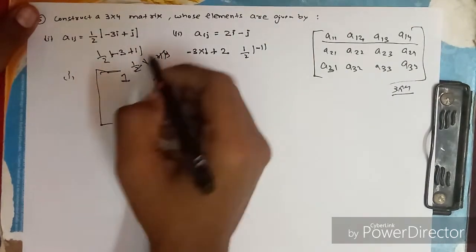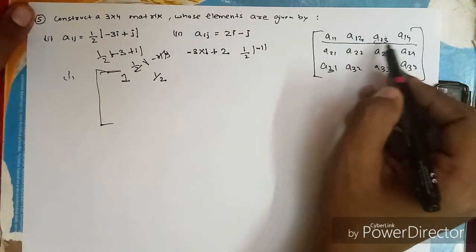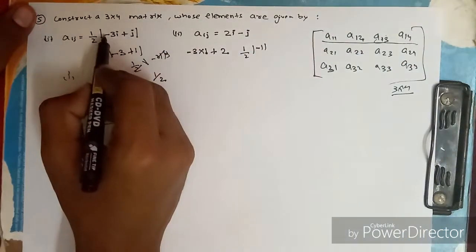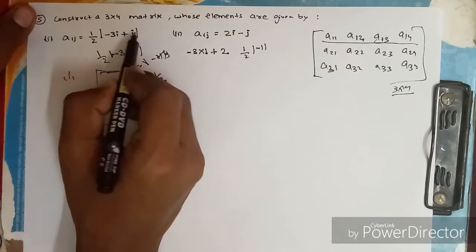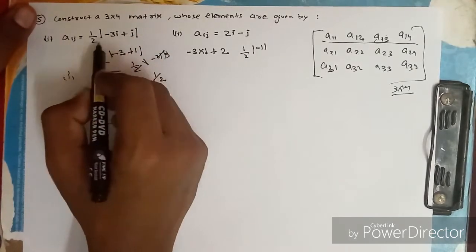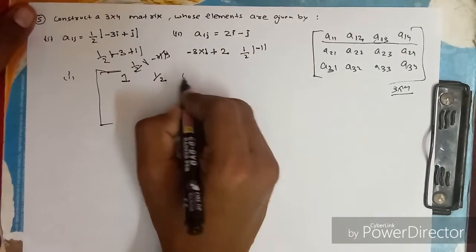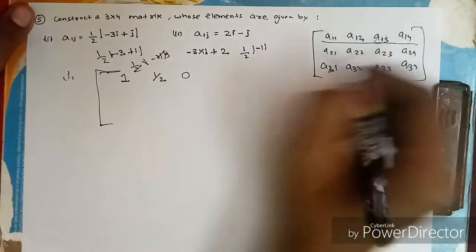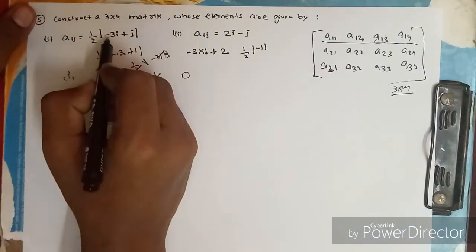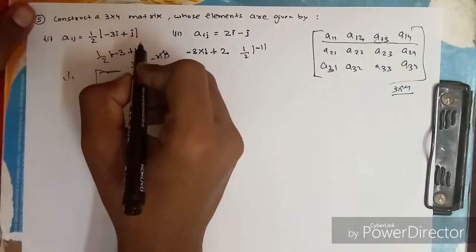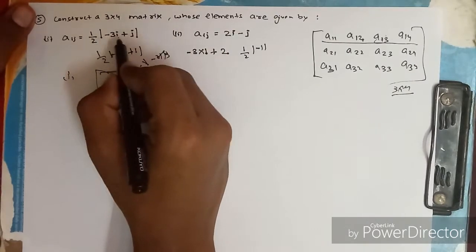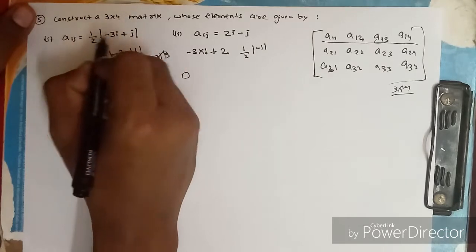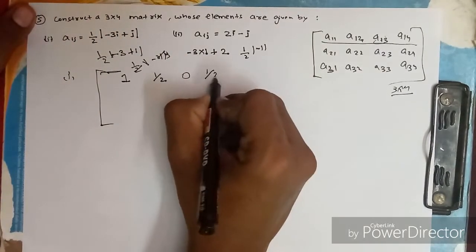Okay, so if we take this element, a13, the value of i is 1 and the value of j is 3. So minus 3 plus 3 is 0, and 0 multiplied by anything is 0, so this one is 0. And if we take a14, the value of i is 1 and the value of j is 4. So minus 3 plus 4 gives 1, and 1 into 1 by 2 is 1 by 2.